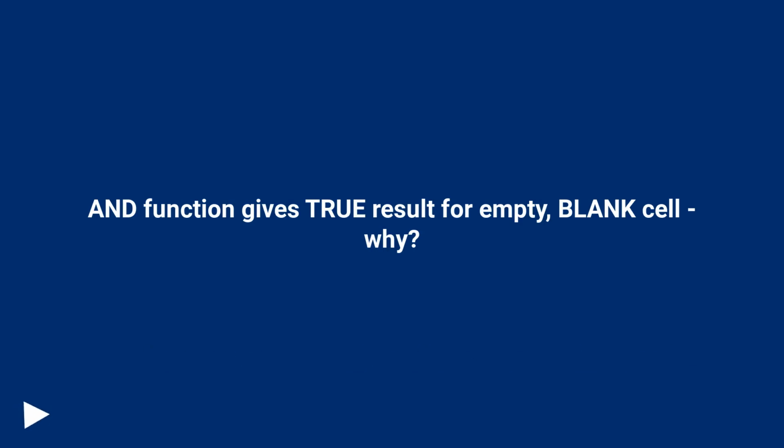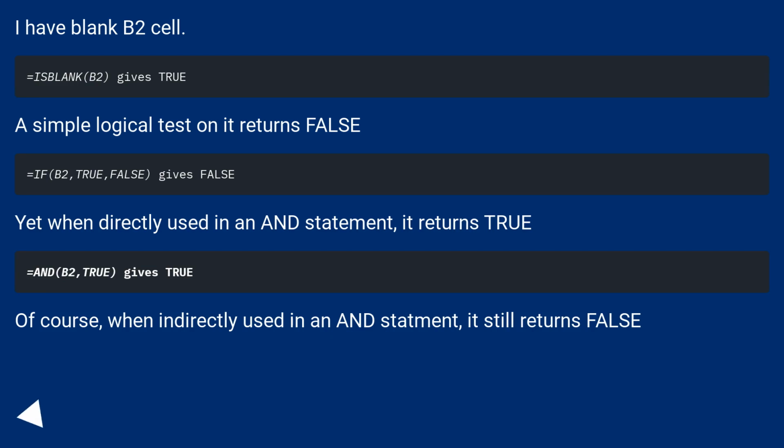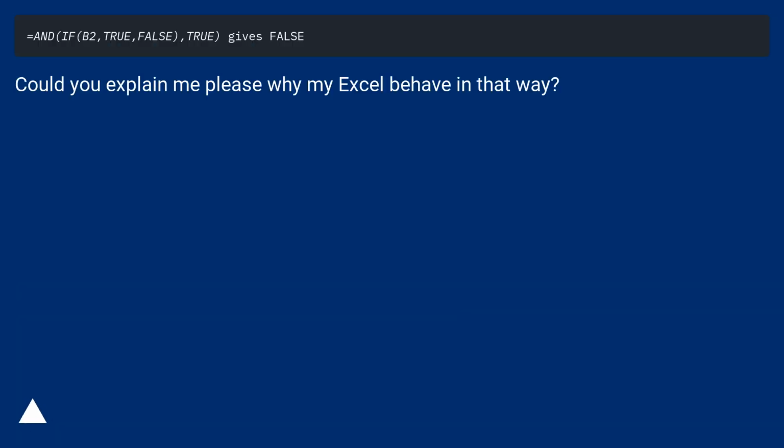The AND function gives a true result for an empty, blank cell. I have a blank B2 cell. A simple logical test on it returns false. Yet when directly used in an AND statement, it returns true. Of course, when indirectly used in an AND statement, it still returns false. Could you explain to me please why my Excel behaves in that way?